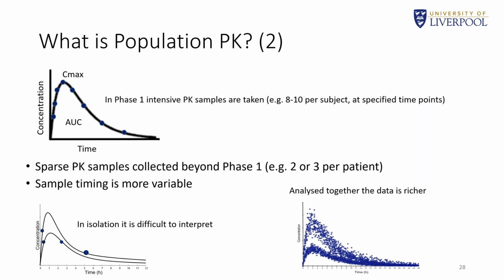So you can see here, if you just have these samples in isolation, it'd be very difficult to interpret the data because actually you could put any line through it. However, you have multiple of these samples from different patients, and also if you then pull in data that you might have taken from phase 1 and analyze the data together, you get much richer data for pooling, and you can fill in some of those gaps and really start to understand the pharmacokinetics.